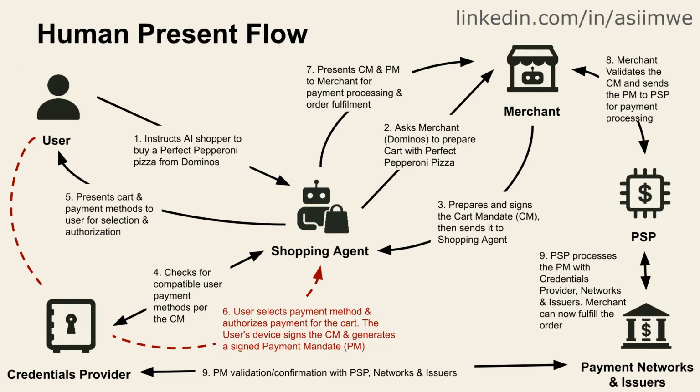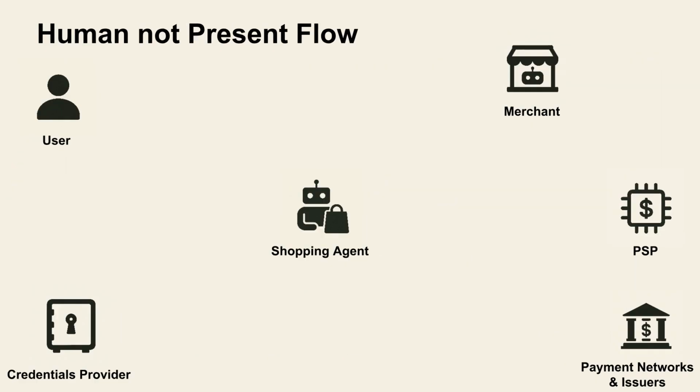It's incumbent on the user to authorize the payment only if they're satisfied with the order details, just as much as it is incumbent on the merchant to only prepare and sign cart mandates they can actually fulfill. Next, we will look at the human-not-present flow, designed for automated transactions based on pre-authorized intent.